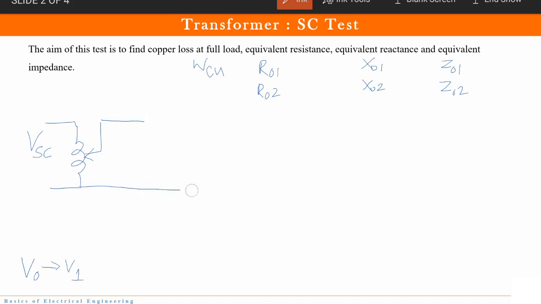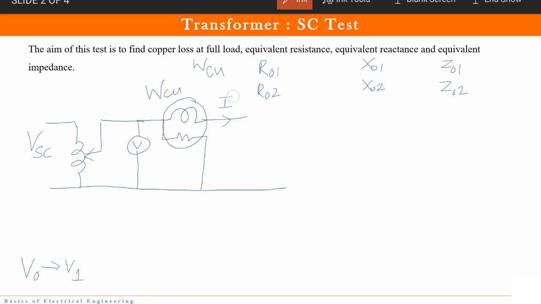Now the next condition is we need to have a voltmeter because we have to measure how much voltage we are applying. And then we have the wattmeter because we have to measure WCU. So this will give you copper loss. Then you have the current, which has to be measured, so we have an ammeter. Finally, this goes to the HV side of the transformer.